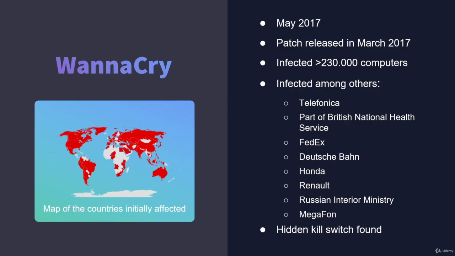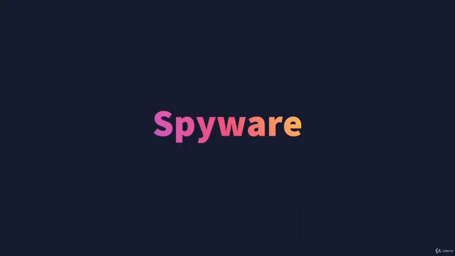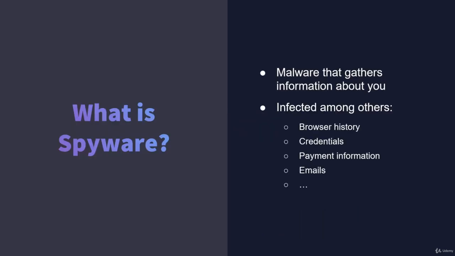WannaCry also impacted FedEx, Deutsche Bahn, Honda, Renault, the Russian Interior Ministry and the Russian telecom Megafon. The original attack of WannaCry was stopped a few days later after a kill switch was found which prevented WannaCry from spreading further. Next, we'll talk about spyware.